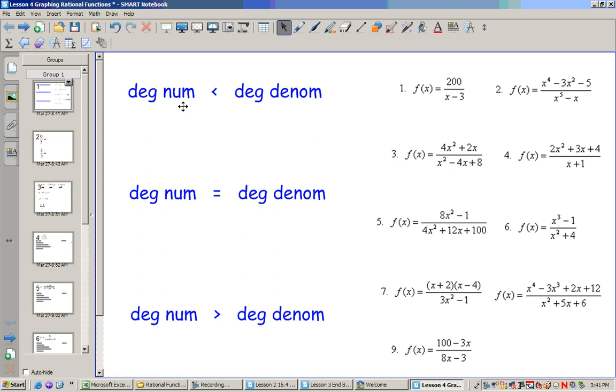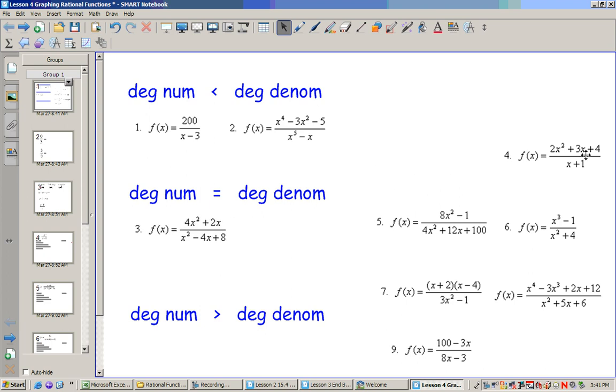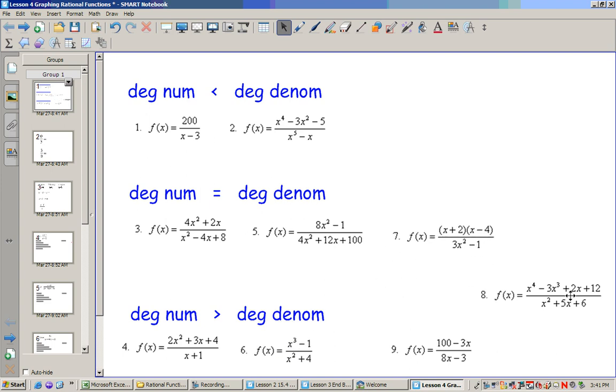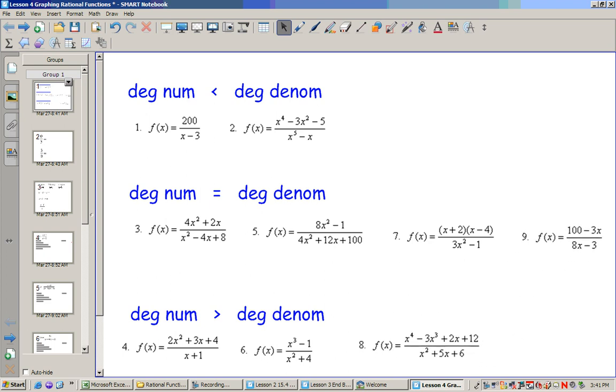So let's look at when the degree of the numerator was less than the degree of the denominator. That would be like number 1. In number 2, the denominator is greater than the numerator. In 3, they're even. 4, numerator's bigger. 5, they're the same. 6 goes down there. 7, they're the same. 8 is down there. And 9 is there.